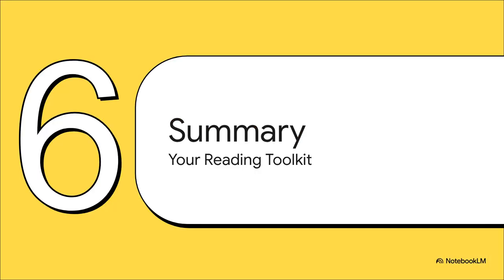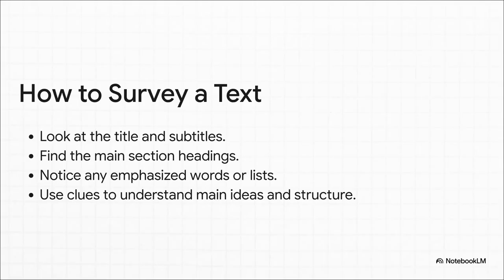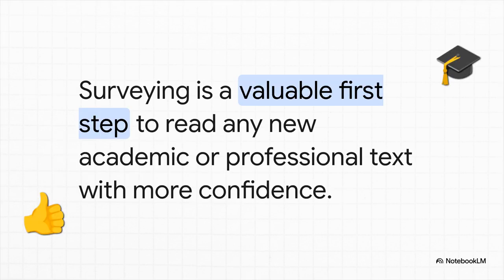So let's just review what we did. We answered all 4 of our questions, and we did it without reading every single word of the article. This is the real power of surveying. By looking for these key parts, like the title, subtitles, and headings, you can quickly get a map of the text. It helps you understand the main ideas and structure before you even start reading in detail. This is such a valuable skill. The next time you have to read a new academic or professional text, try surveying it first. It will help save you time and allow you to approach your reading with much more confidence.